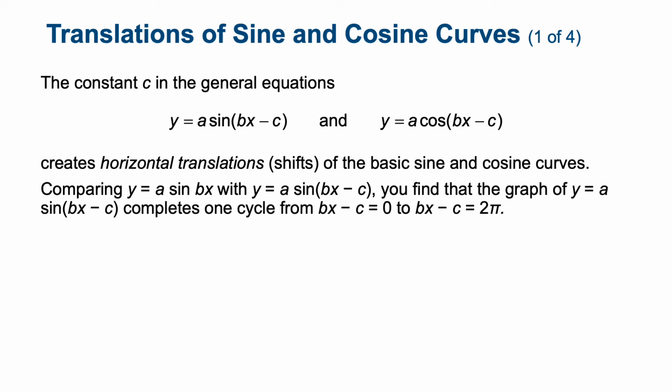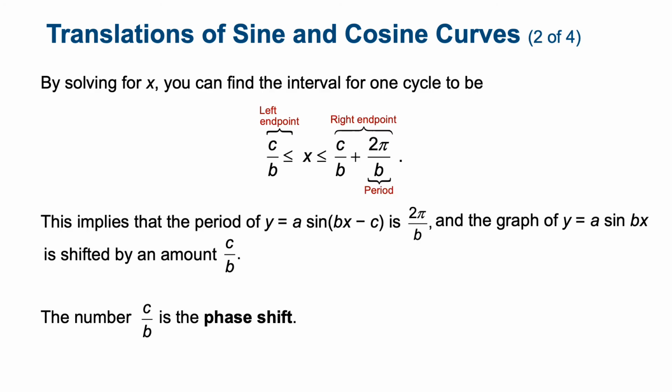So using this information, we can figure out lots of things. Let's say we solve for x. We see that the interval for one cycle, on the left side, would be c over b. And on the right side, you would have c over b plus 2 pi over b. So that means there's a shift of c over b. Because it's 0 plus c over b, there was a shift of c over b, and that's called the phase shift.